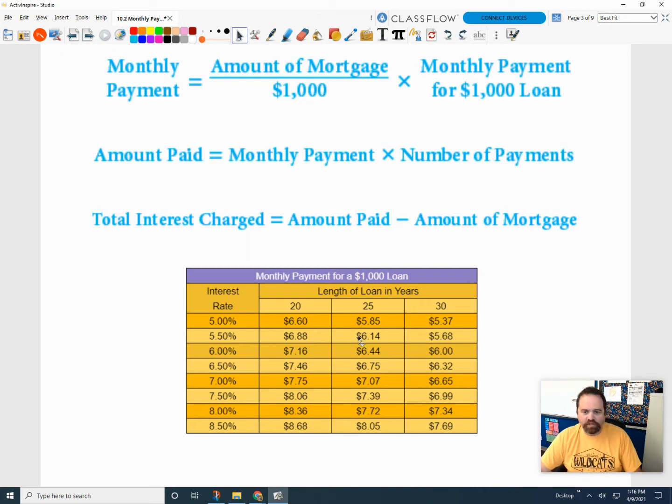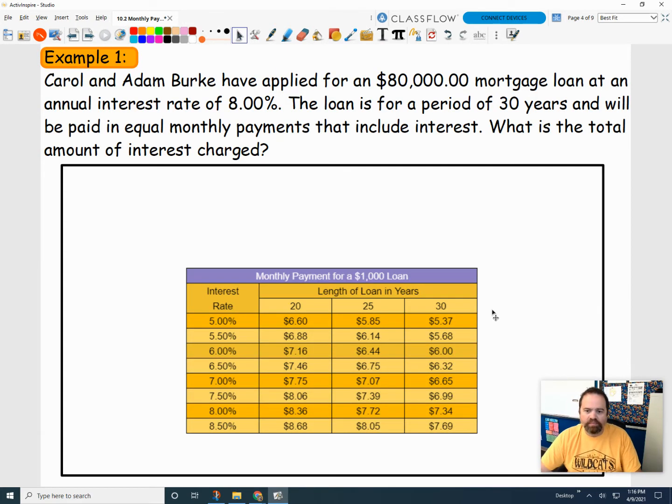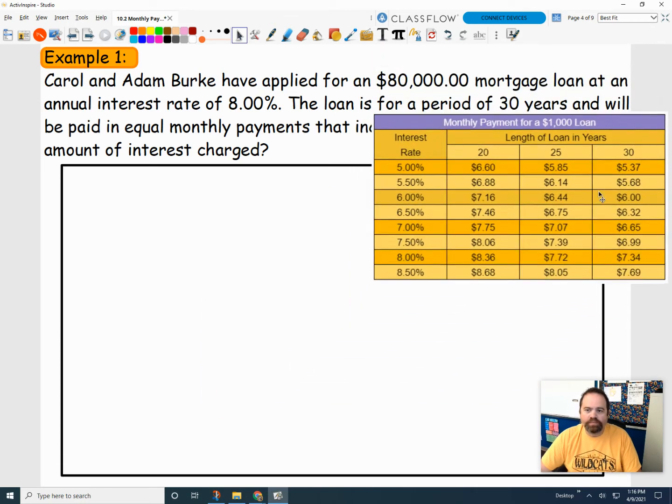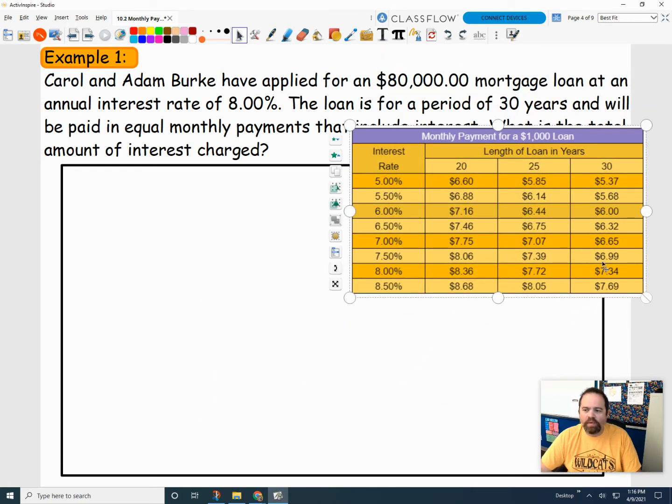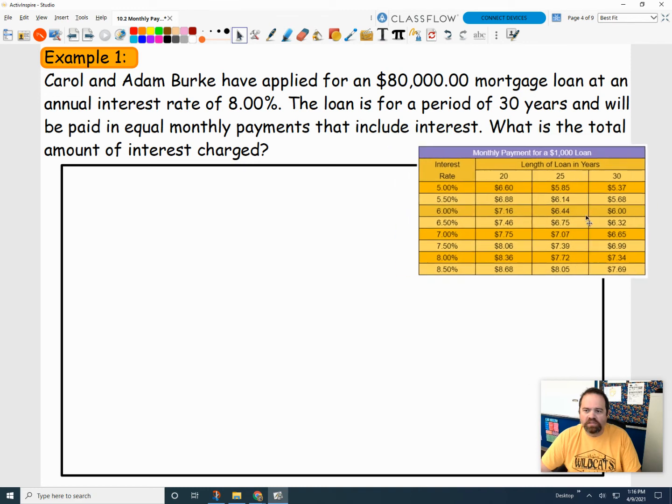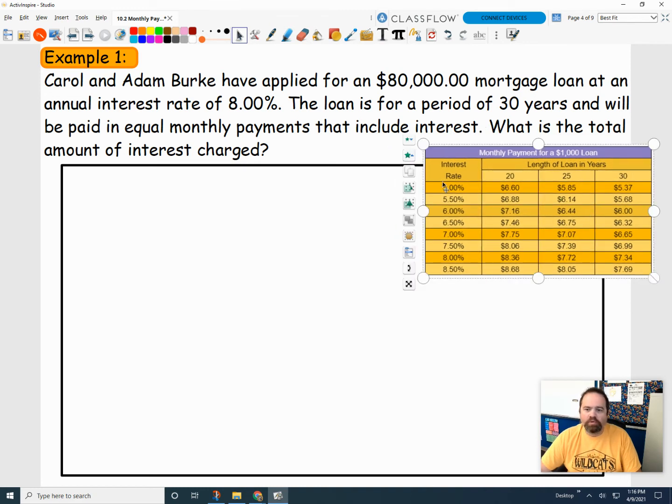Let's copy this over to the next page so we have it. Okay, so here's our table. They're borrowing $80,000 at 8% for 30 years. So 8%, 30 years, here's our magic number.